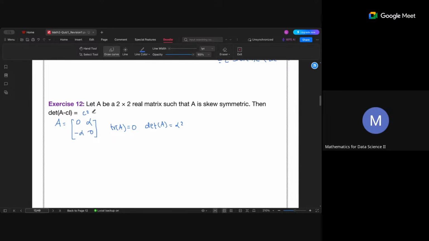So in that case, what is determinant of A minus CI? C square minus 0 times C plus alpha square. So simply C square plus alpha square. That's all is the answer. Is that fine?